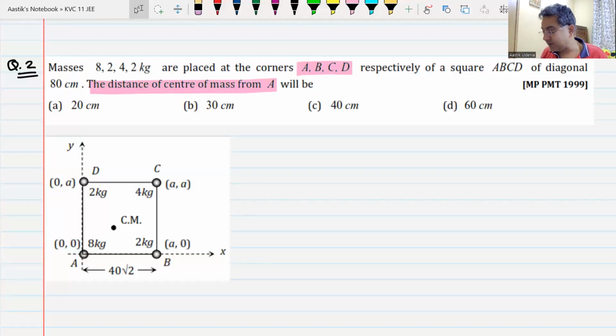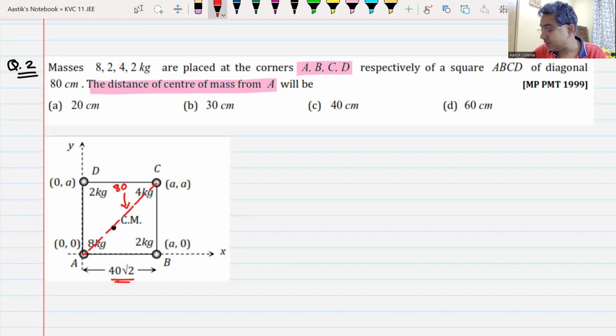So how are we supposed to solve this? It is given that the diagonal of this square was 80 centimeter. When I say the diagonal, that means this one. This is 80 centimeter. Once you understand that this is 80 centimeter, you can find out the length of the side. The length of the side will be coming as 40 root 2. All of us understand this? From the square's diagonal, we can find out the square's edge. Okay.